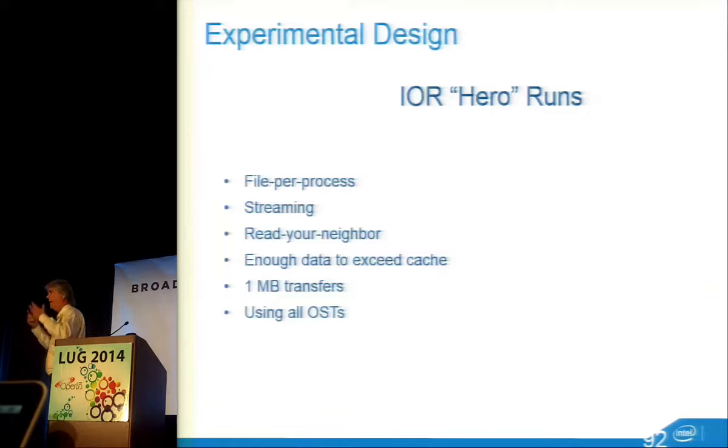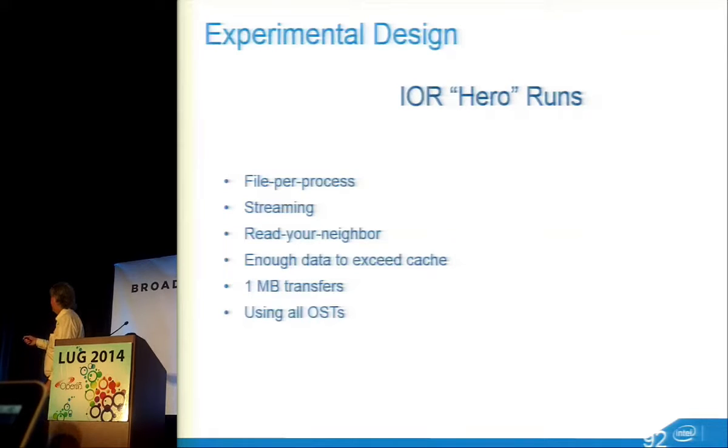If you're doing a big test, you probably want to do read your neighbor. In this case, that would be irrelevant since there is no neighbor, there's only one task. And you certainly want to move enough data to exceed any caches. We standardize on 1 megabyte transfers. You'll actually see later that we did tests to show that it didn't really matter what we picked.